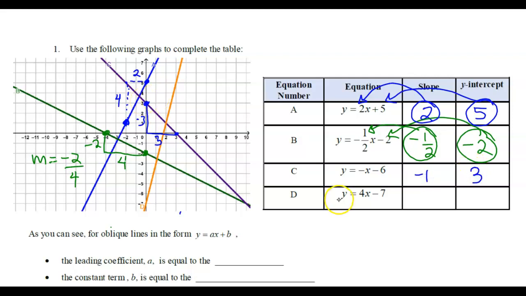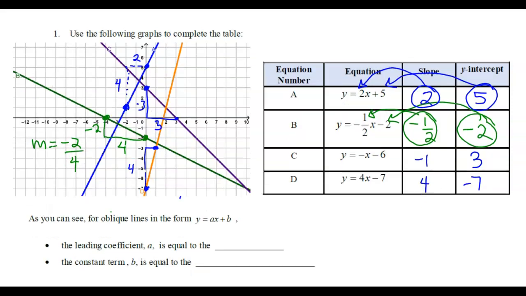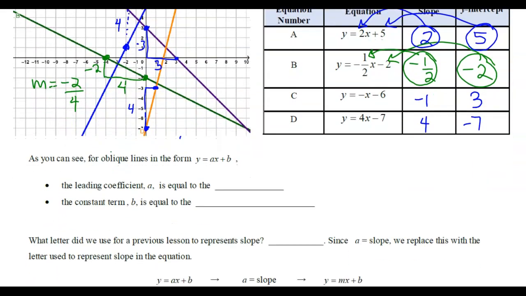If I look at line D, it's the orange one, y-intercept there at -7. And if I go up, it's not a nice x-intercept, but this is a nice point. So if I go up and to the right, I'm going up 4 to the right 1, which is 4. That's really the biggest thing of today, okay? When it's in slope y-intercept form, that y equals mx plus b, then the coefficient of x is the slope and the y-intercept is the b value. So the leading coefficient a is equal to the slope. Constant term is equal to the y-intercept.